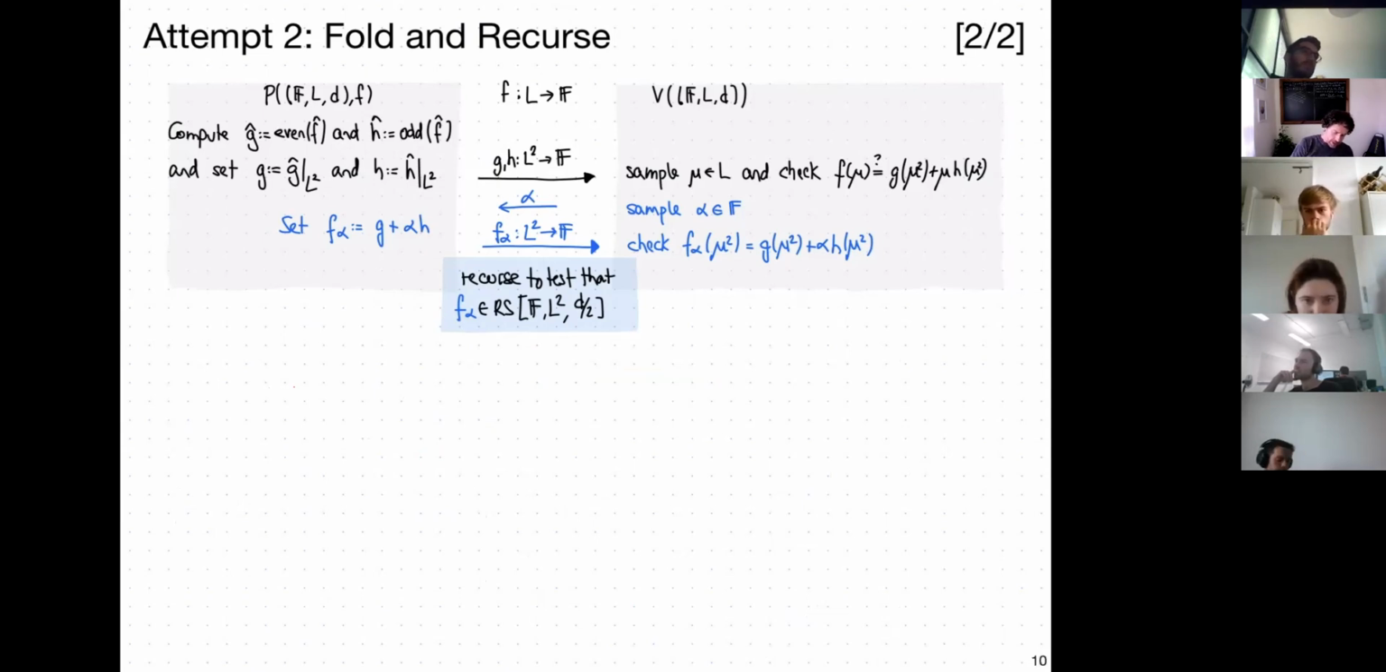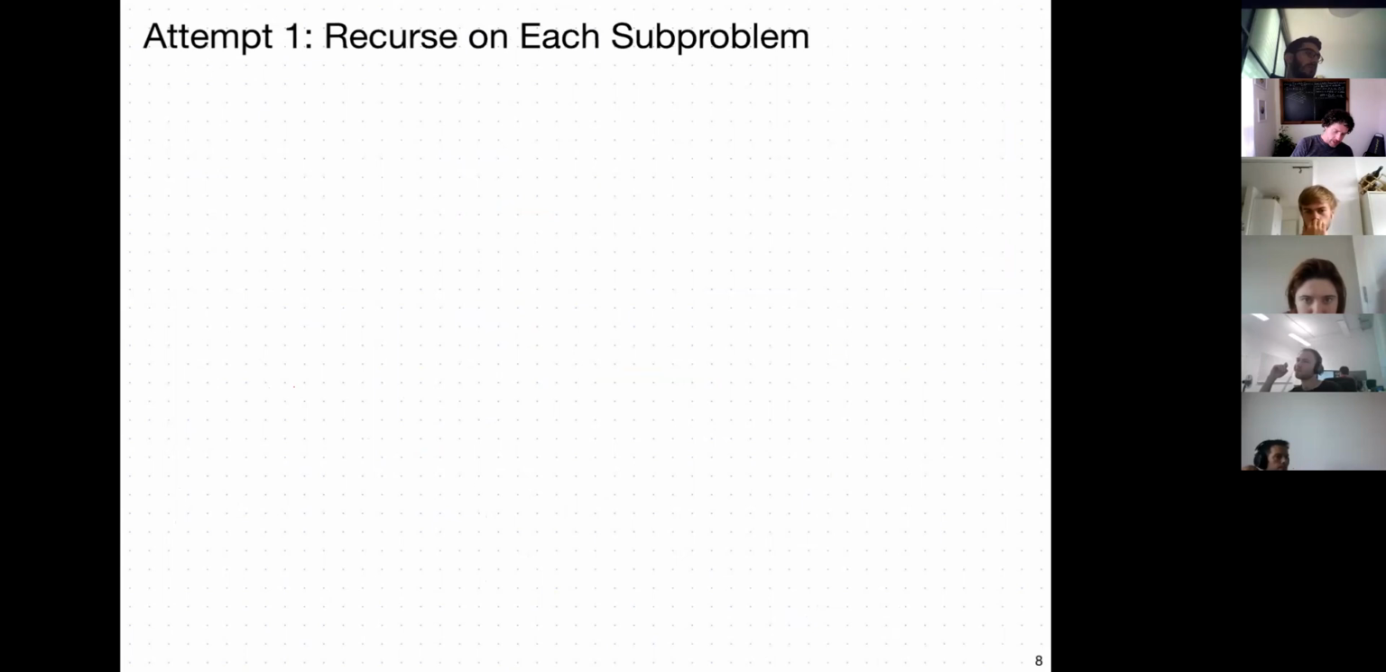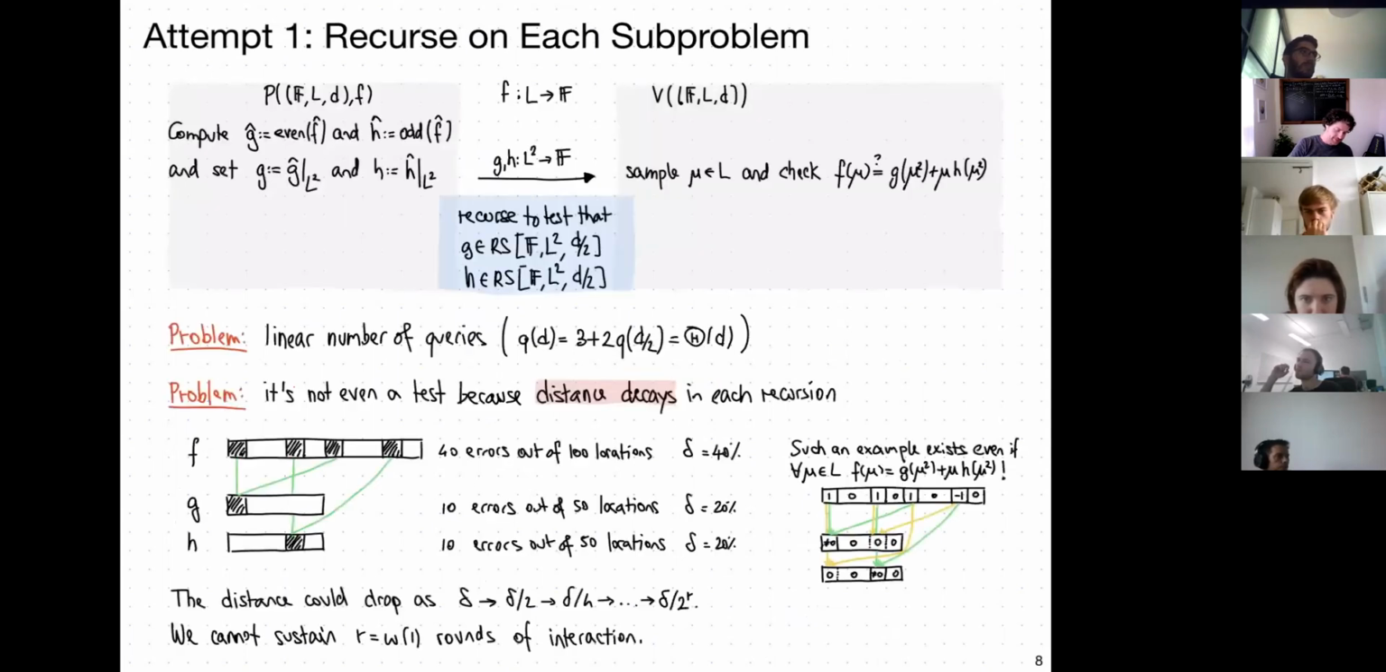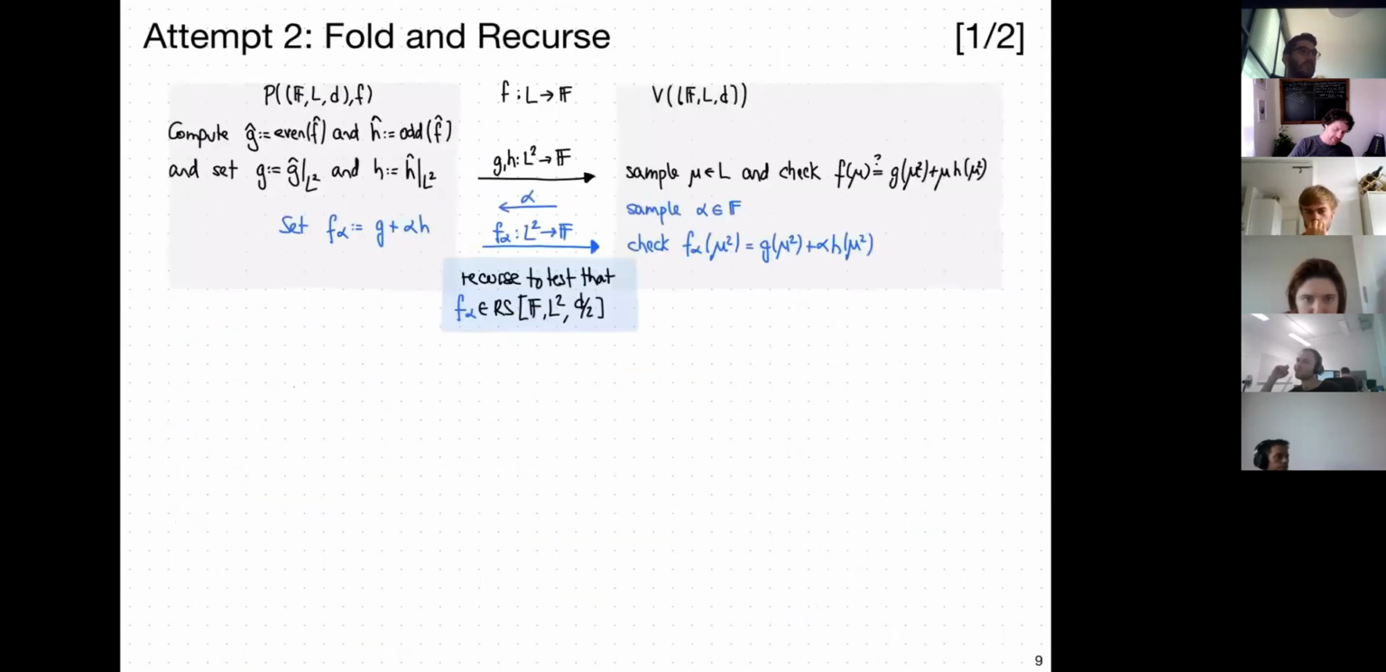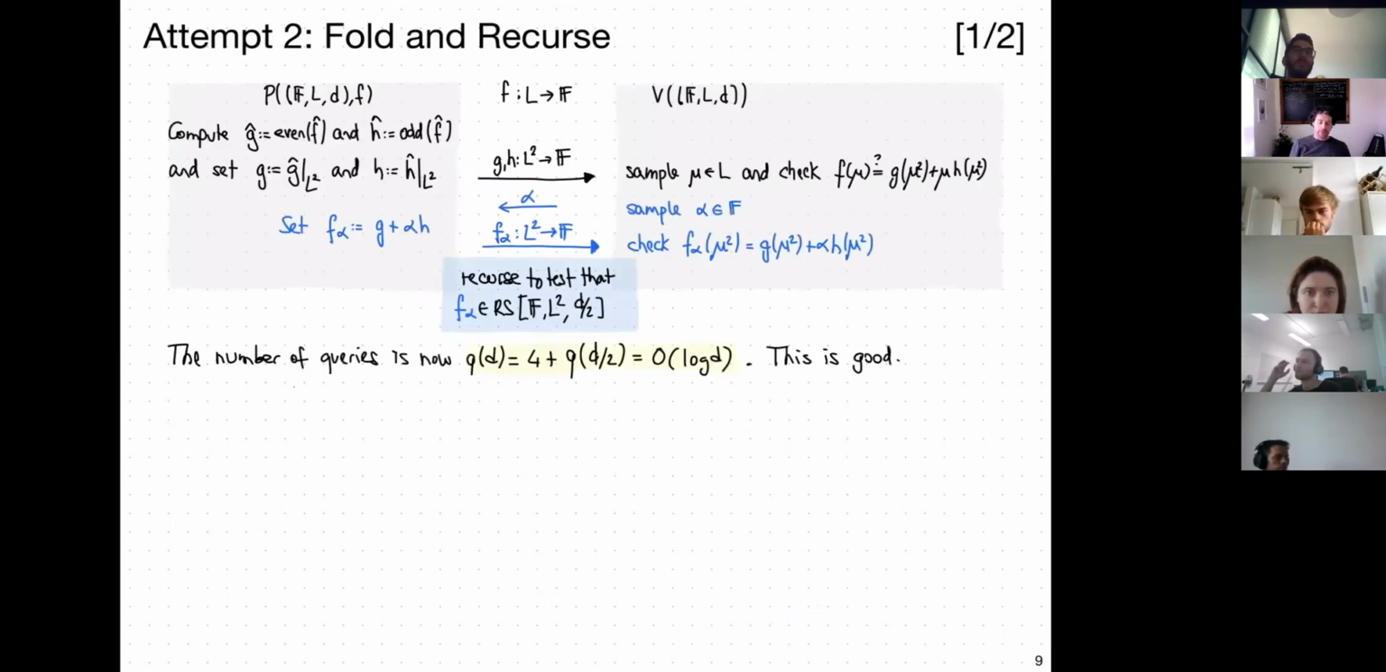Okay, so let me go for a second again to the number of queries. The idea to keep in mind is, we started with the prover sending us these two polynomials, and we make 3 queries here just to check consistency. So this is constant. And then we sample the element, we get the folded function, and we make this additional 3 queries. So in each round, we make constant many queries, namely 6.